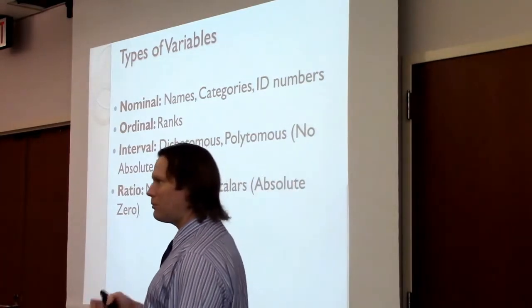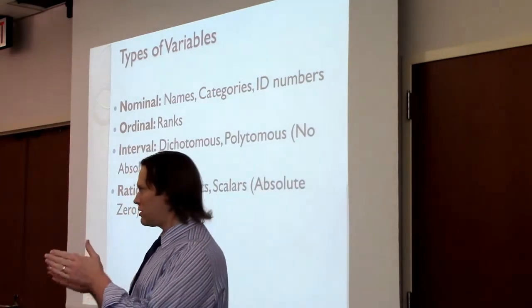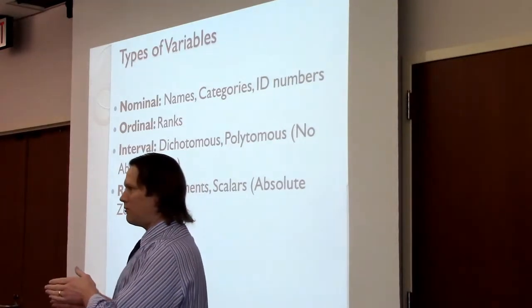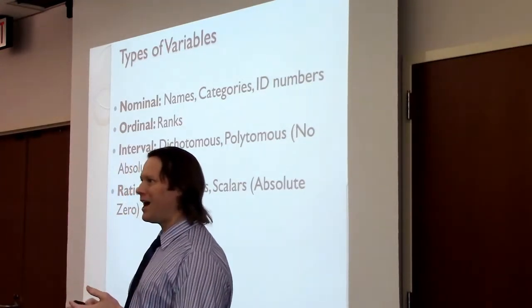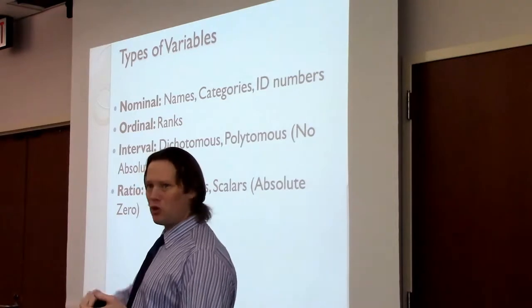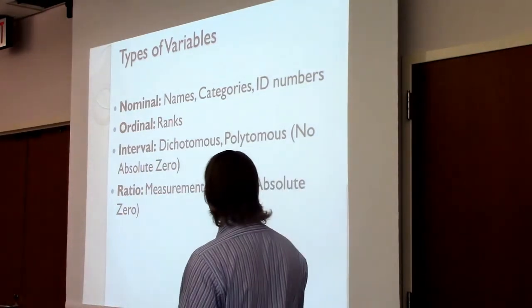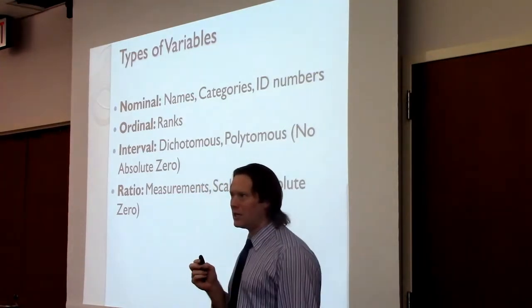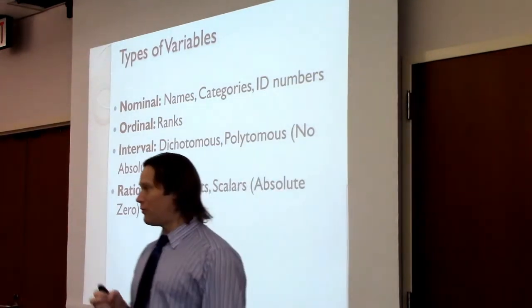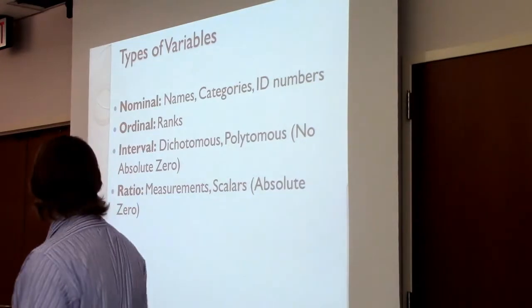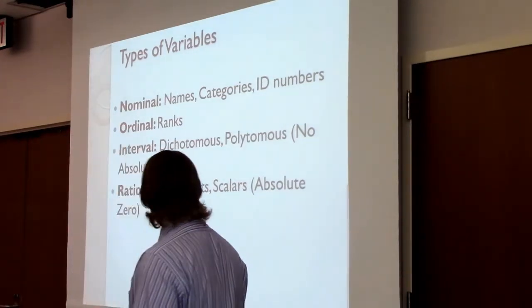So first and second place might be the same distance from each other as second to third, but first and second place might have been nearly a tie, and third place might have been trailing in the distant horizon. And so ordinal variables have ranks, but they don't necessarily have that guarantee of an equal interval. If you do have the guarantee of the equal interval, then you're really dealing more with an interval variable.